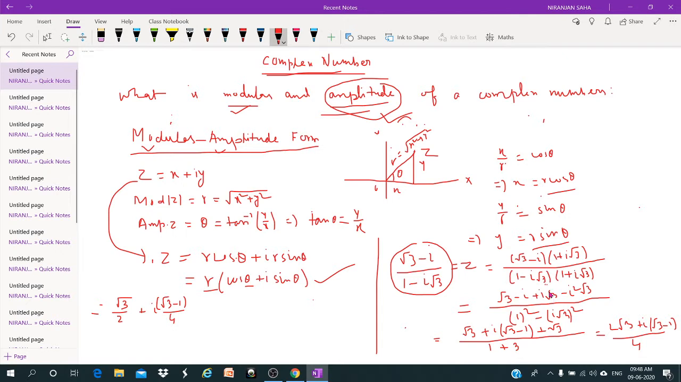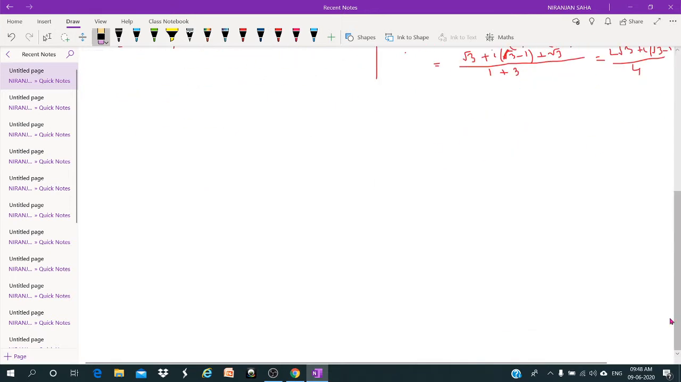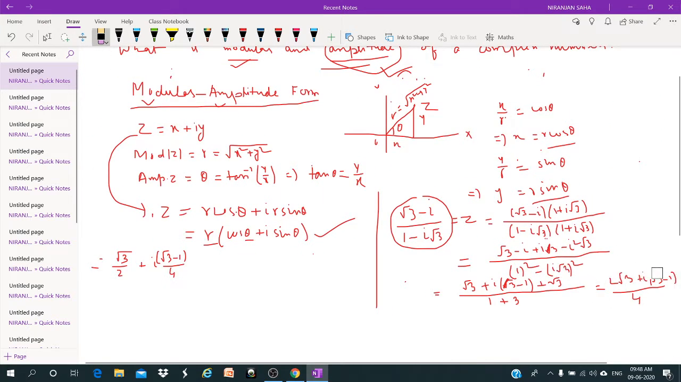The numerator is 3 minus 1, which is 2, and so on. Dividing by 4, this will be 1/2 for the real part and i times 1/2 for the imaginary part. So this is now the normal form.